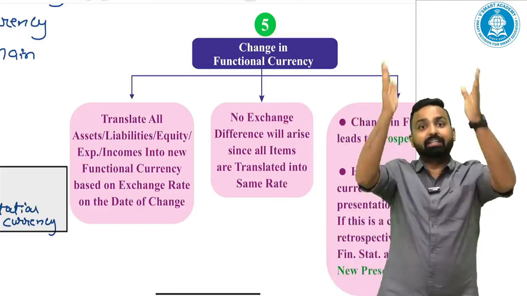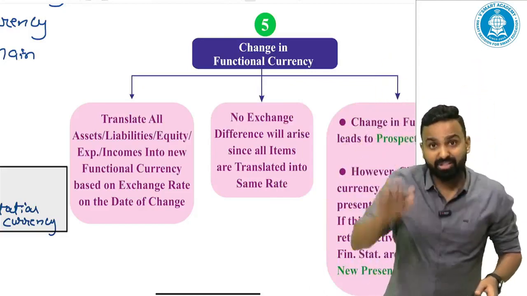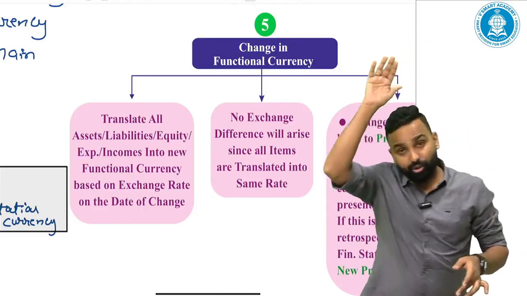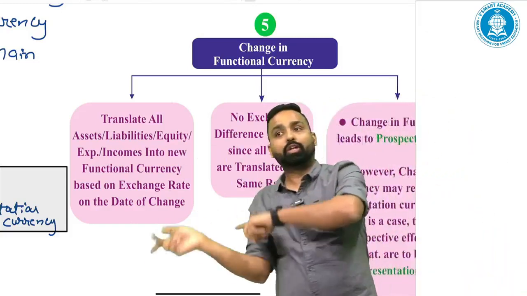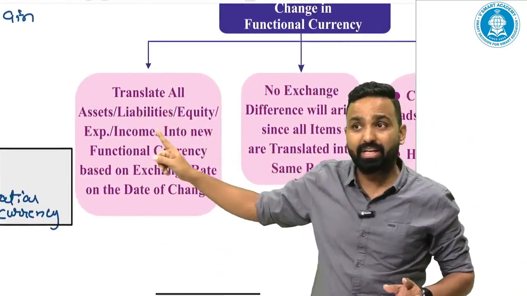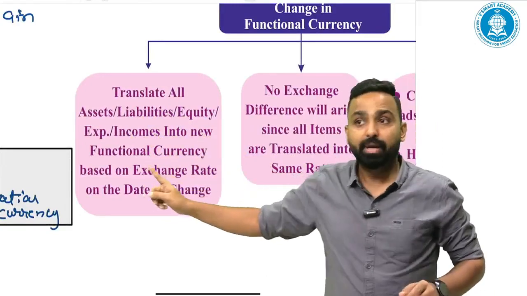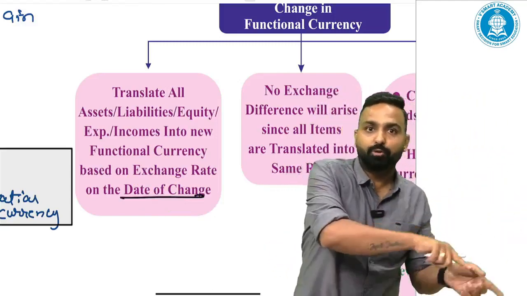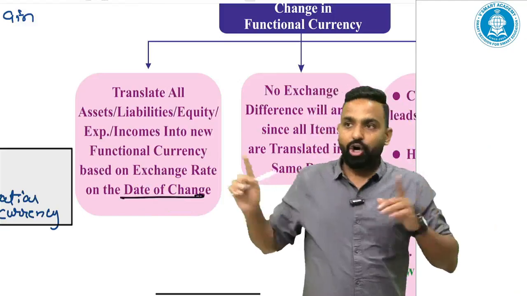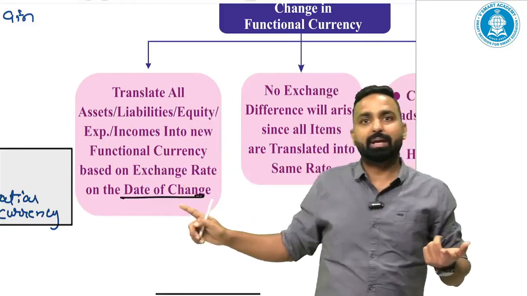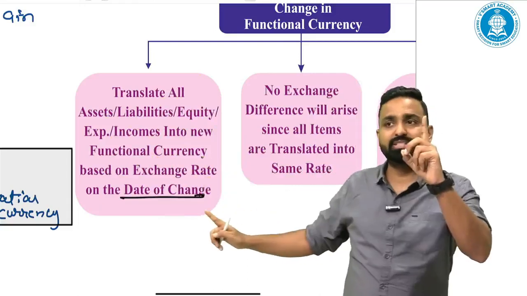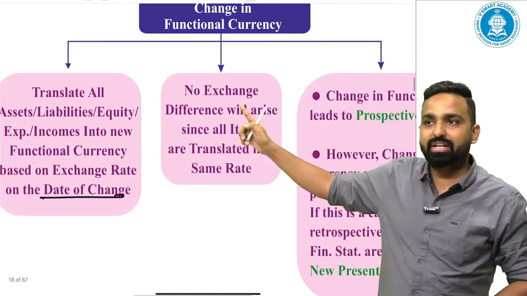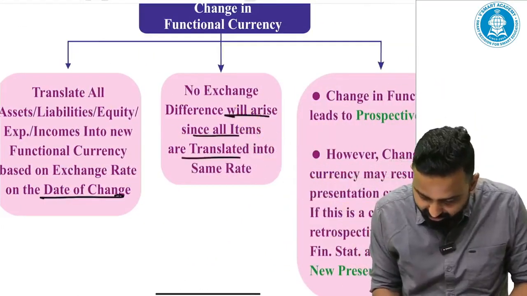I have to translate my entire trial balance, which is in rupees, which contains assets, liabilities, incomes, expenses, equity, capital, all the items which are currently in rupees, and convert them into dollar. Translate all assets, liabilities, equity, expenses, incomes into the new functional currency based on the exchange rate on the date of change. Whenever you change your functional currency, from rupee to dollar, dollar to rupee or whatever, on the date of change, whatever the exchange rate is, translate all the items at one single rate. So when you are translating all the items at one single rate, there is no question of exchange difference. No exchange difference will arise since all the items are translated at the same rate.